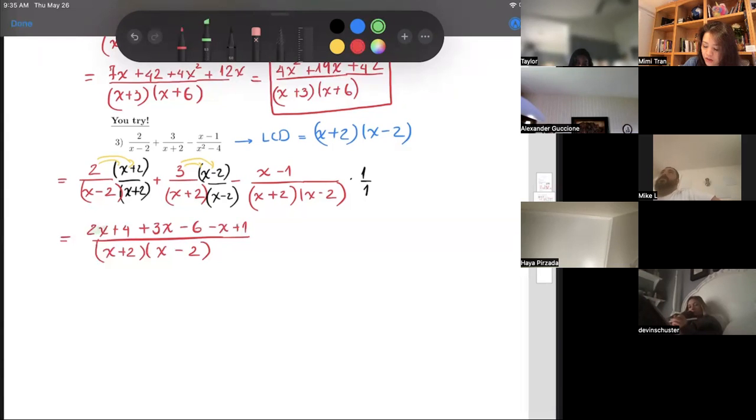Okay. Now combine like terms. I have 2x, 3x, and then negative x. If you combine that, what do you have? 5x minus x is 4x. It's 4x. And then this one, 4, negative 6, 1, negative 2, plus 1, negative 1, over x plus 2 times x minus 2. Well, they're all prime, nothing you can do, so you're done.